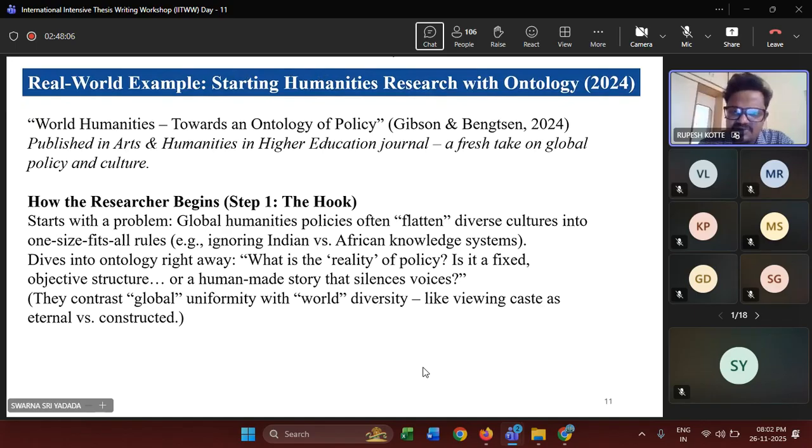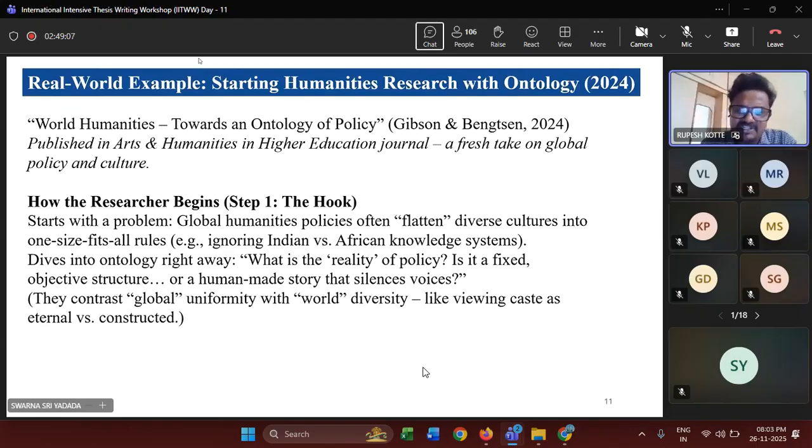So the researcher started with the problem: global humanities policies often flatten diverse cultures into one-size-fits-all rules, like ignoring Indian versus African knowledge systems. Let's say, when we talk about ethics, or morality, or global ethics, or United Nations human rights declarations, how did they prepare these declarations? Was there anything that was flattened? Did they consider all the countries? Because each country has its own context, its own way of understanding lives. And even within our own country, we have certain laws pertaining to certain religious groups. So anything that we make should always try to accommodate all of these cultures, all of these communities.